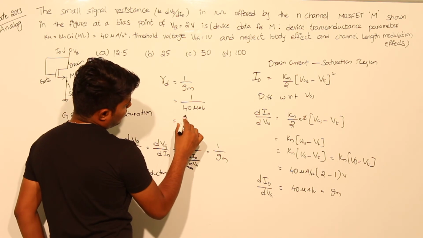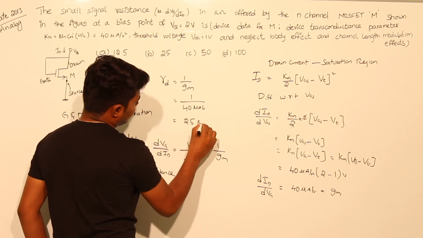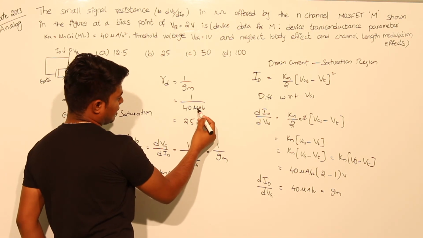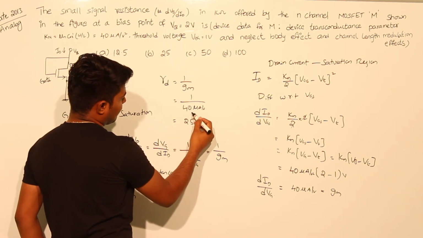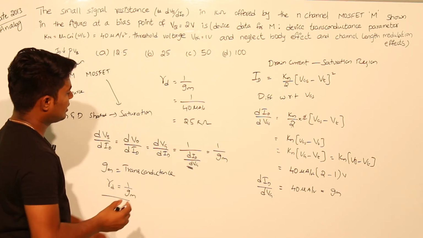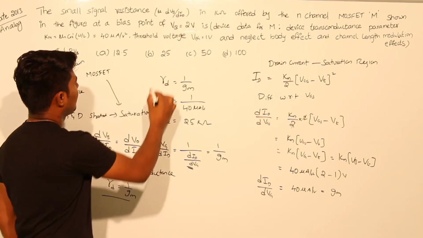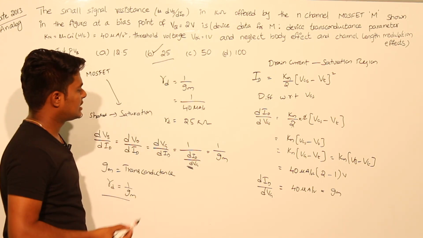If you convert this, since it is 10 power minus 6, and do all the calculations for 1 by 40, you will get 25 kilo ohms. That is the small signal resistance. In the options, 12.5, 25, yes, option B, 25 kilo ohms, is the correct answer.